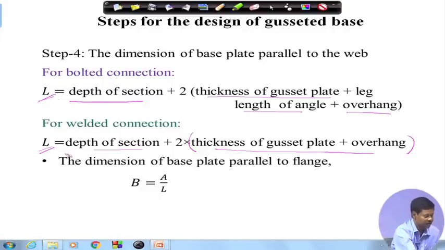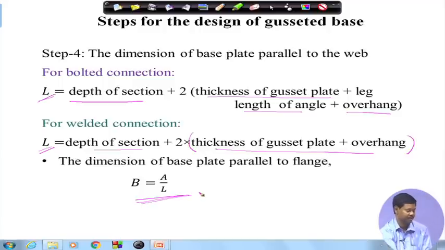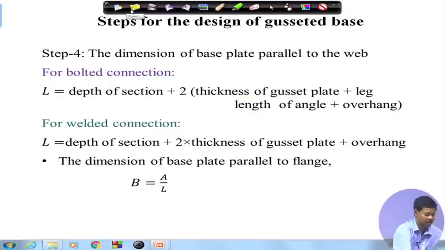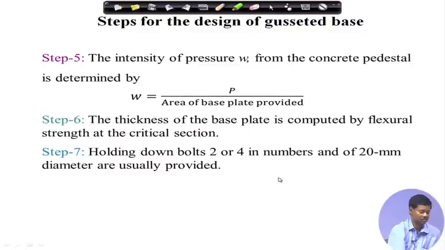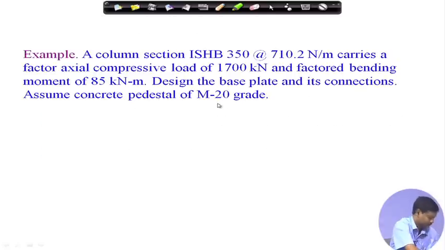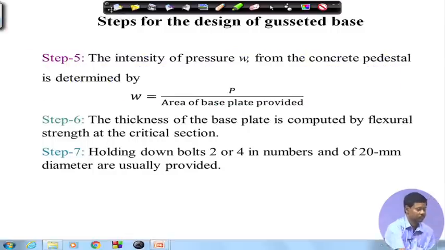Now, once the length is decided, we can provide the base plate length parallel to the flange, that is B is equal to A by L. So, this is how the dimensions of the gusset base plate, that is length and breadth, are decided. Now, the thickness has to be decided from the pressure, whatever we are getting, the pressure we can calculate. So, the intensity of pressure from the concrete pressure can be found from this, right.